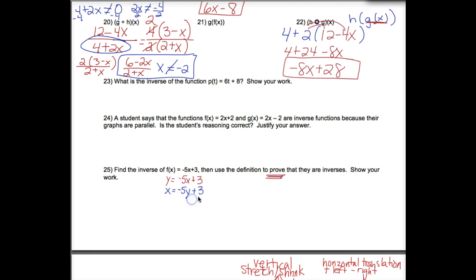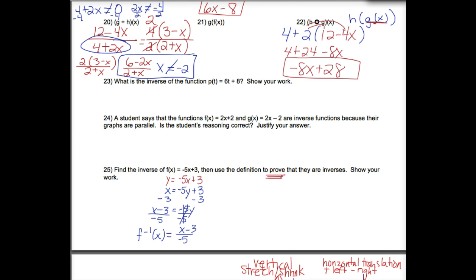To get y alone, first I subtract 3 on both sides. So x minus 3 equals negative 5y. Then I divide by negative 5. As long as this isn't a fraction down here, you're allowed to leave it like that. But remember, I need to replace that y notation with my f inverse notation. So f inverse of x is x minus 3 over negative 5. If you wanted to simplify that, the equivalent would be negative 1/5 x plus 3/5, so just make sure that if you did it that way, you have it correct.